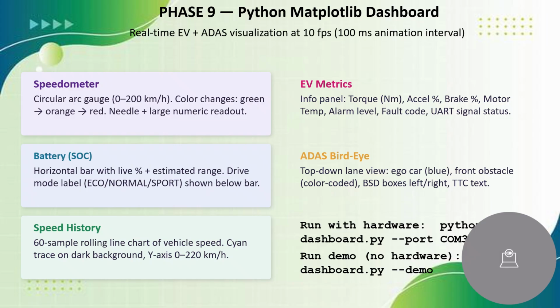Speed history is a 60-sample rolling line chart of vehicle speed. The electric vehicle metrics info panel shows torque, acceleration, brake, motor temperature, alarm level, fault code, and UART signal status. ADAS bird's eye is a top-down lane view with ego car, front obstacle, BSD, and TTC. So these are all the things we have to implement, and we have to simulate everything in the Python dashboard, and we have successful execution of this project in our next slide 11.